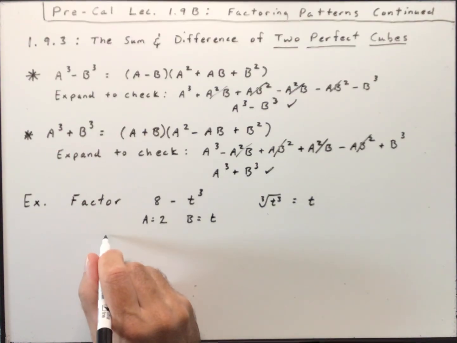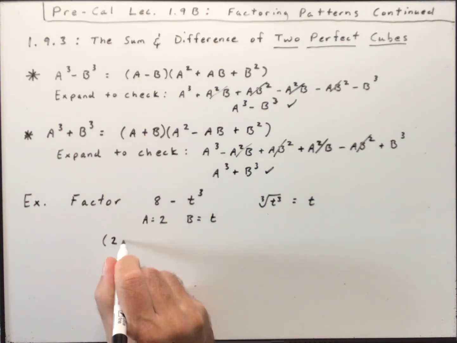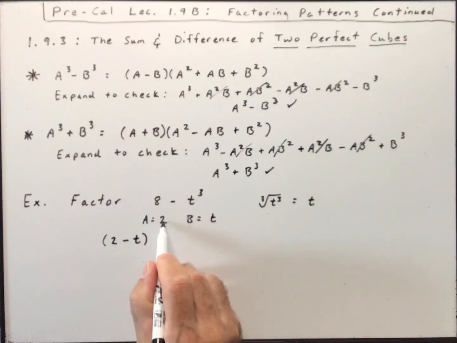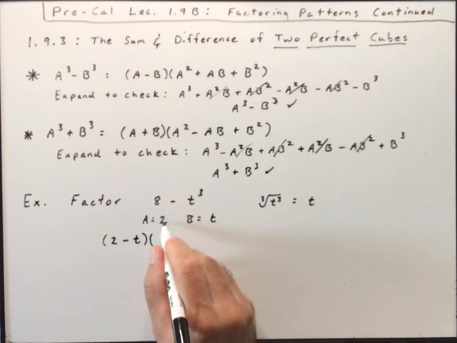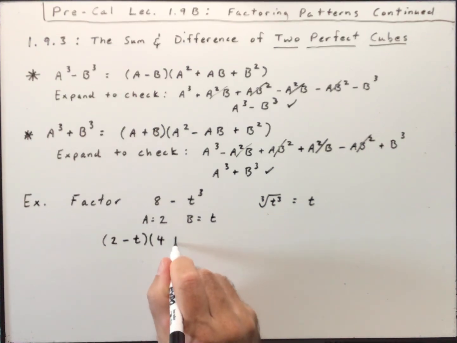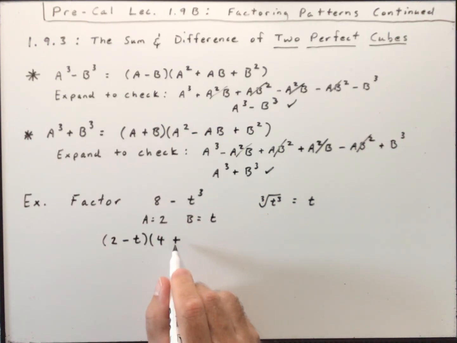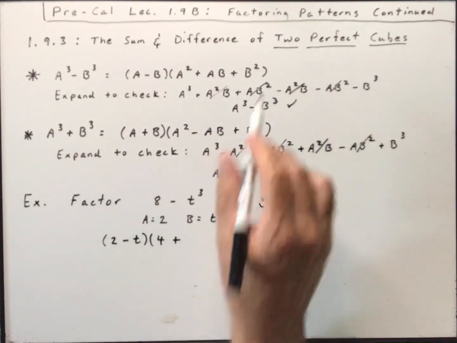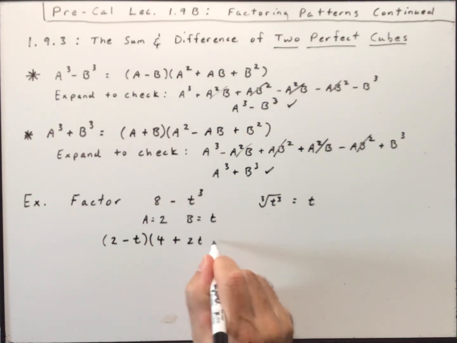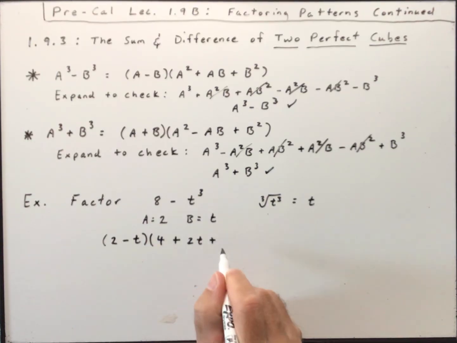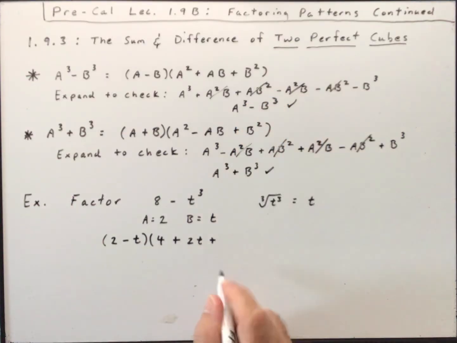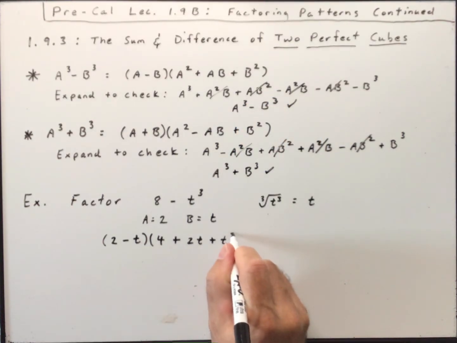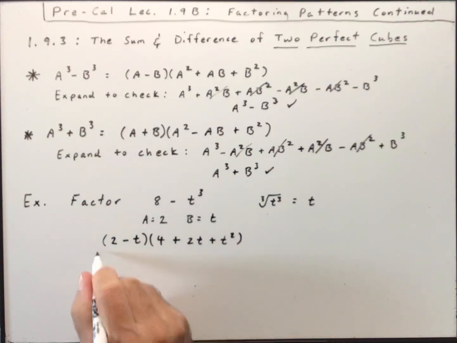So this would factor into 2 minus t, right? That's a minus b, times a squared. 2 squared is 4. And then all of the signs are plus in the second quantity. So plus a times b, that would be 2 times t. And then plus, we have b squared, right, in the formula. So that's going to be t squared. Okay, so that's the answer.